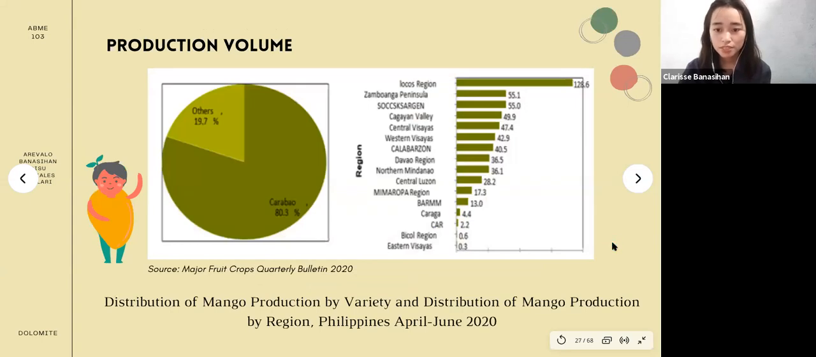As of now, in Western Visayas, Central Luzon, and Ilocos region, there are just under 7 million trees planted on some 158,000 hectares. And as of 2018, Ilocos region has a larger share with 23.5% of the total mango production, and Ilocos region remained the top producer of mango in 2019 to 2020 with 23% of overall national production.